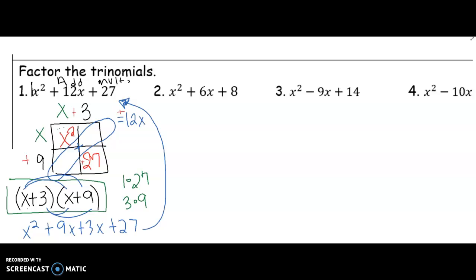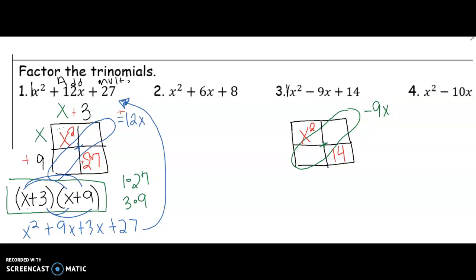So I'm going to let you try number 2 because it's very similar to number 1. Let's go ahead and try number 3. Again, notice for number 3 that the coefficient in front of the x squared is 1, so we can use the box method nice and easily. So I'm drawing my box, and we're placing the trinomial in the box. The x squared goes here, the 14 goes here, and the two middle terms have to add up to give me negative 9x.